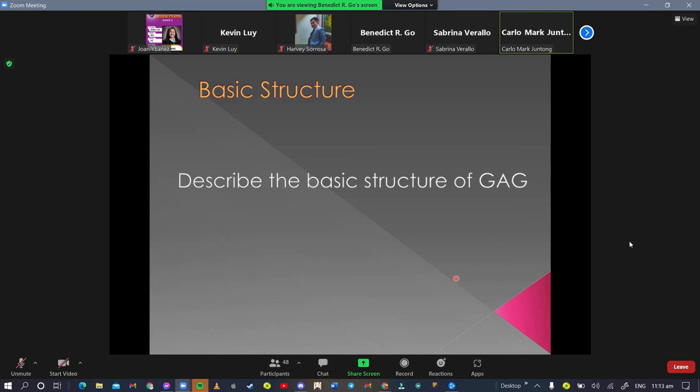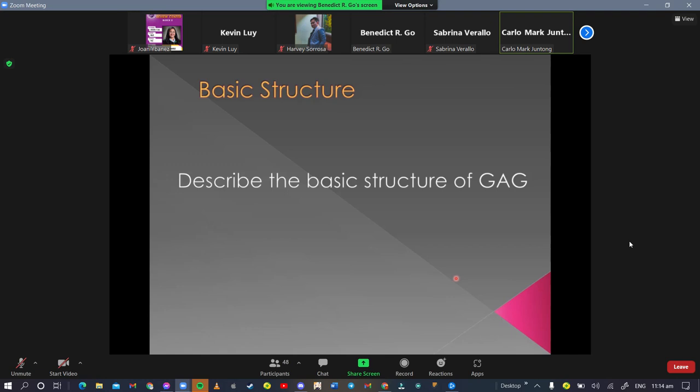Your GAG, Doc, is an oligosaccharide chain that is attached to a core protein. It's a repeating disaccharide, Doc, that also has an amino sugar and a uronic acid. I think it's a uronic acid. Right. Do you want to change your oligosaccharide? You want to change that to something else? A repeat. You're right. It's repeating.